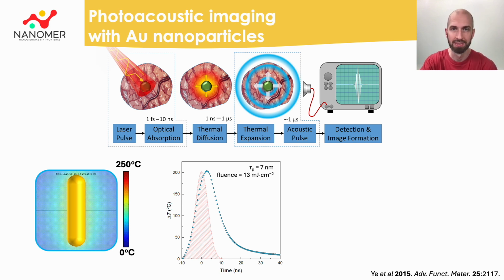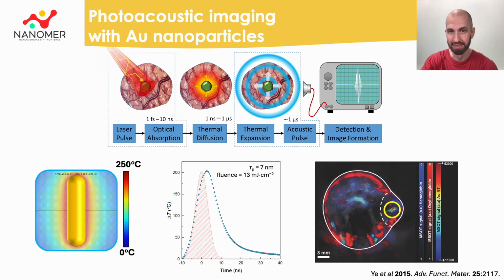This pulse can then be measured using multiple transducers and then localized in space using time of flight calculations. And the distribution of photoacoustic sources can then be recreated in space. For instance, in the image shown here, the localization of gold nanotubes within a tumor on the side of a mouse can be seen inside the yellow circle.